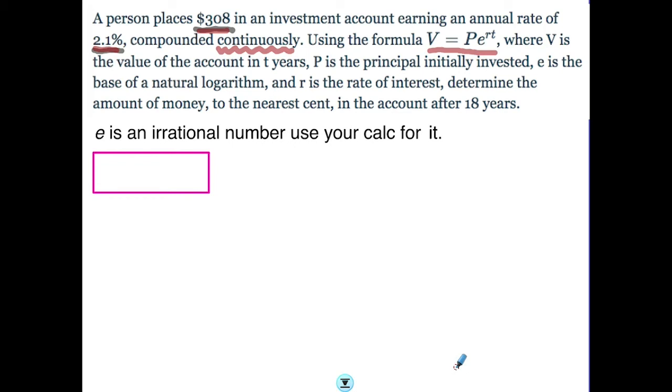And then it goes on to describe these different values. V is the value of the account after T years. P is the principal, that's the initial amount. E is the base of a natural logarithm. We're going to talk more about that.